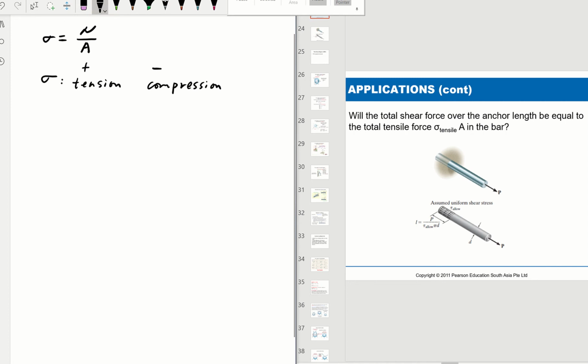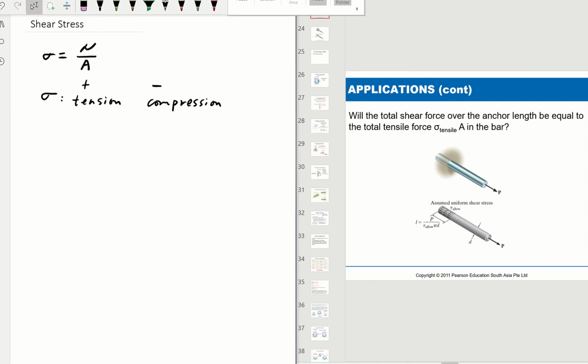So now we're going to look into this new concept called shear. So tau is equal to V over A. The first example I want to look into is slide 23 in your PowerPoint, which is this one right here. There is a bar that is completely anchored into the concrete wall, and they need to know what the shear stress is here.